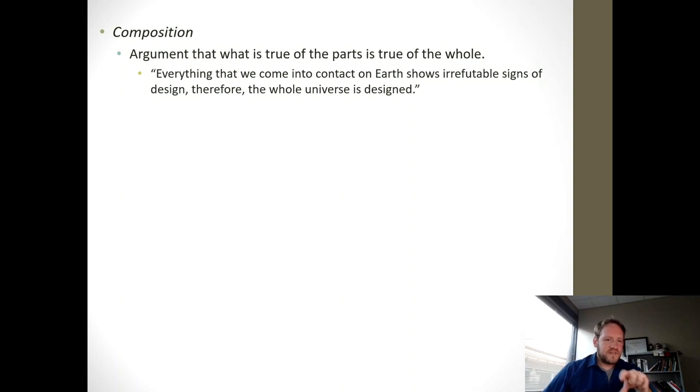All of the parts of this thing have this feature. Therefore, the whole thing that has all these pieces must also have this feature, right? Well, no, that's not true, actually. That's a flawed, fallacious way of arguing, right?